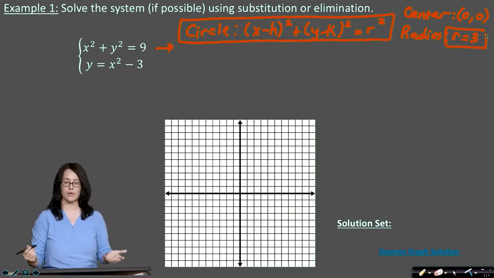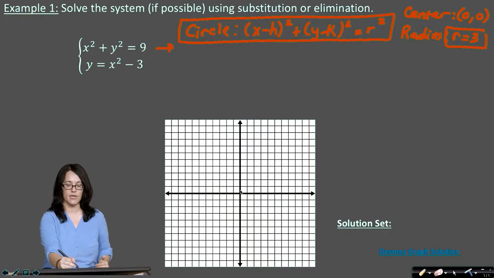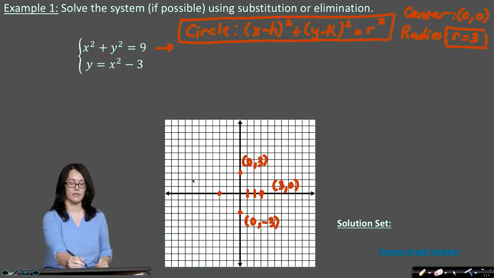So if I were graphing a quick sketch of this circle just to see what's going on, start at the center of (0, 0) and go in every direction 3 units. 3 units up, for example, would land me at (0, 3). 1, 2, 3. So there's the point (0, 3). If I went 3 units right, I'm going to be at the location of (3, 0). If I went 3 units down from the origin, 1, 2, 3, I'm at the location of (0, -3). And if I went 3 units left, 1, 2, 3, I'm at the location of (-3, 0).